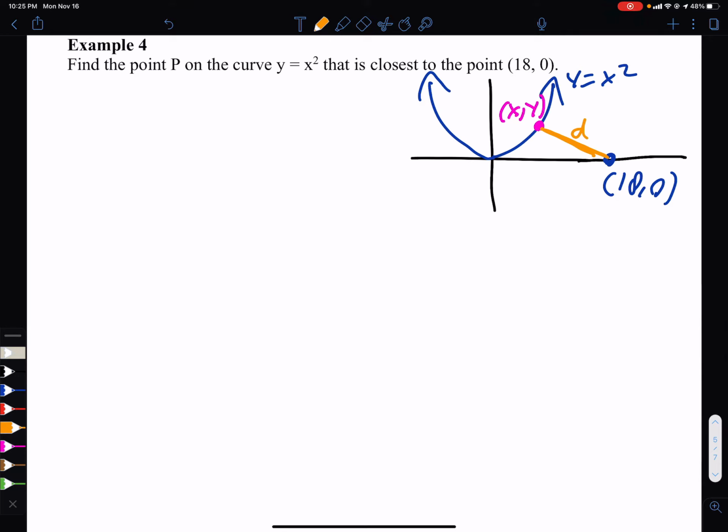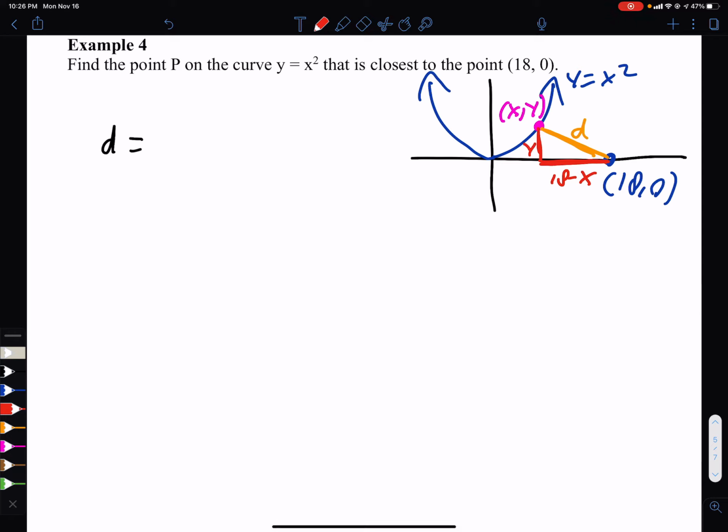So we want to minimize the distance. Closest to the point means minimum distance. So I need a formula for the distance. And I claim that that's a distance formula, but you should already know the distance formula is actually the Pythagorean theorem. This distance is x minus 18. Now, technically it's 18 minus x, but when you square it, it doesn't matter. I'll do it correctly because people aren't going to like that. This distance will be 18 minus x, and this distance is y.